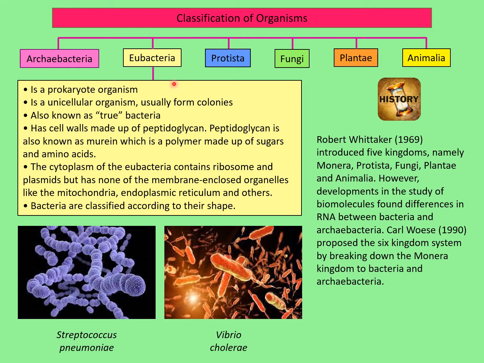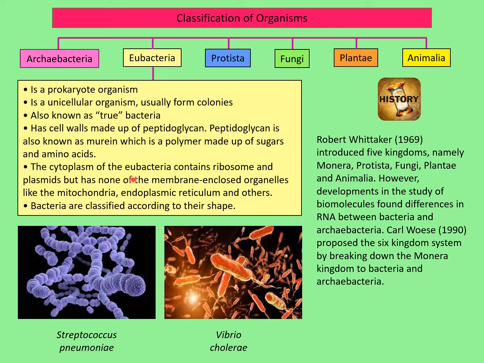Okay, now we look at Eubacteria. Eubacteria is a prokaryote organism. It's a unicellular organism, usually forms colonies, also known as true bacteria, because Eubacteria have a very well developed nucleus compared to Archaebacteria, which is primitive bacteria. It has a cell wall made up of peptidoglycans. Peptidoglycans is also known as murein, which is a polymer made of sugar and amino acids.